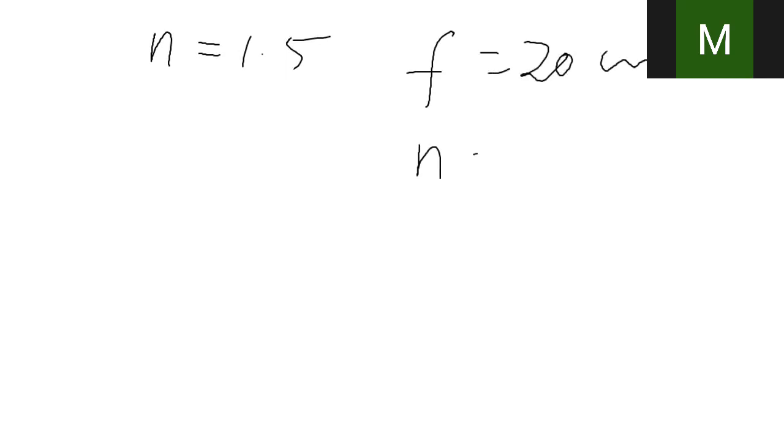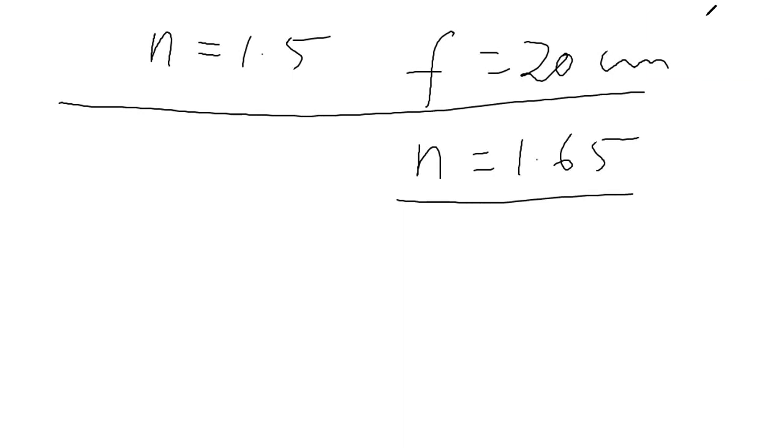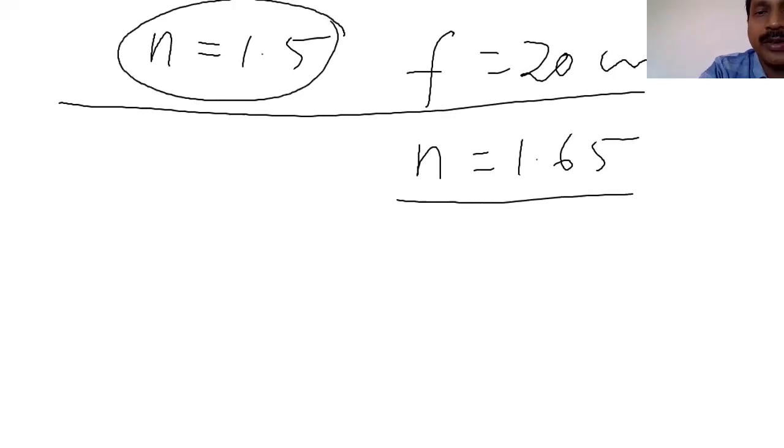A biconvex lens of glass of refractive index 1.5 having focal length 20 is placed in a medium of refractive index 1.65. You have to find its focal length. And then the second part: what should be the value of the refractive index of the medium in which the lens should be placed so that it acts as a plane sheet of glass? If you check the first part of the question, the glass has refractive index 1.5. Focal length is 20.